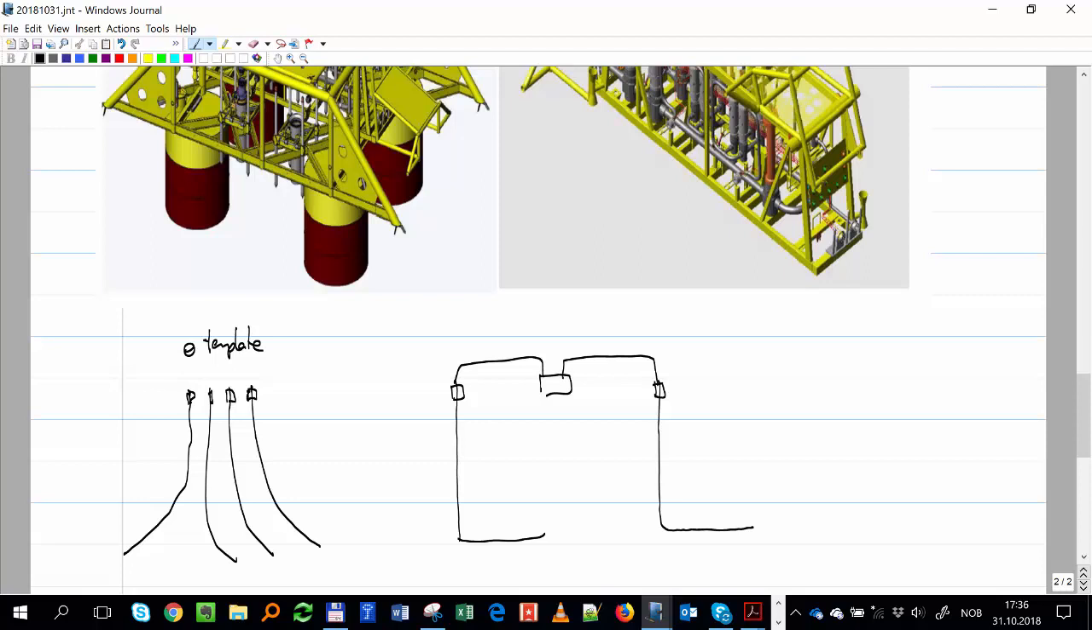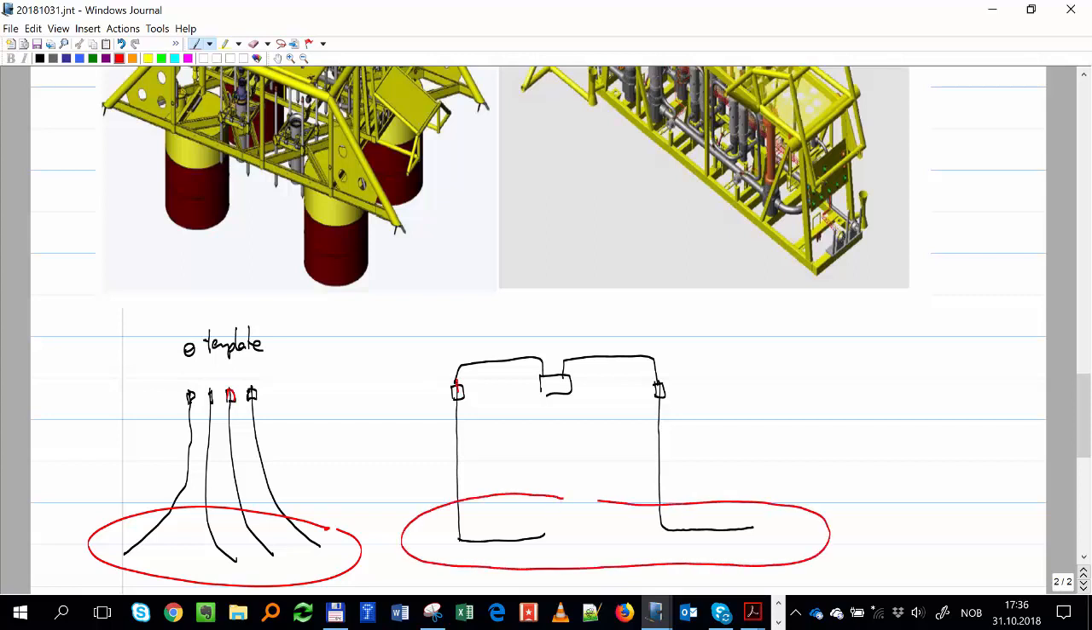Okay, if your reservoir is very localized, very compact, sometimes it's cheaper to drill in one position. Okay, because if your reservoir is very separated, very spread, you have to move the rig.